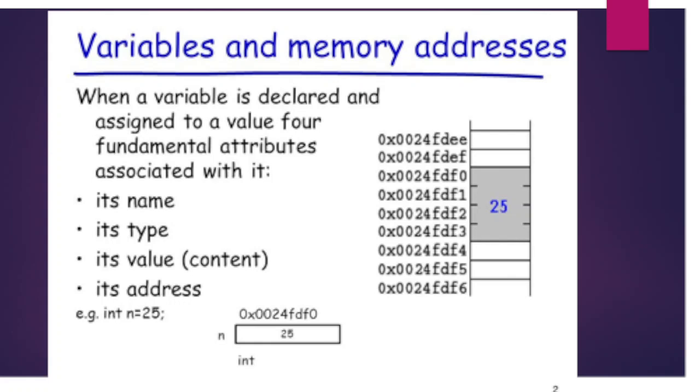So four things should be kept in mind whenever you declare a variable: its name, where you must know the naming rules of a variable; its type, which in this case is integer; its value, the content, because without its value you cannot use this variable inside your program; and then the specific address inside the memory.